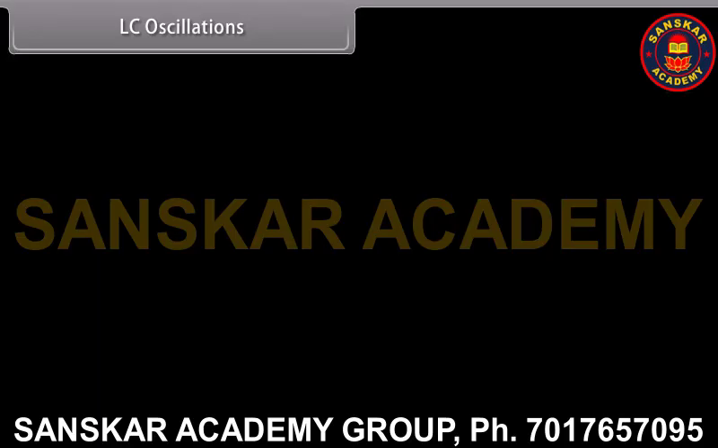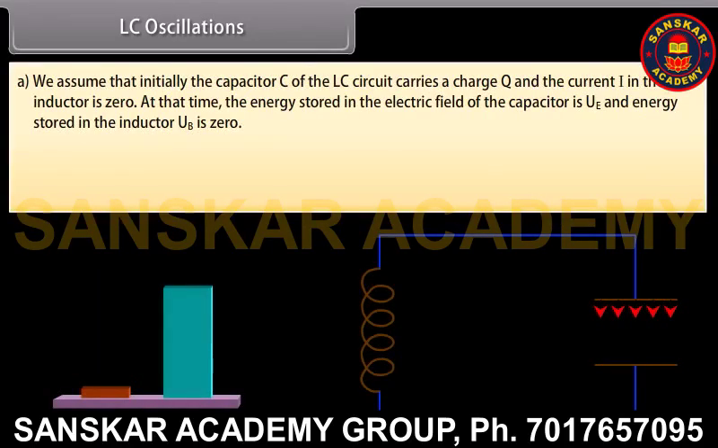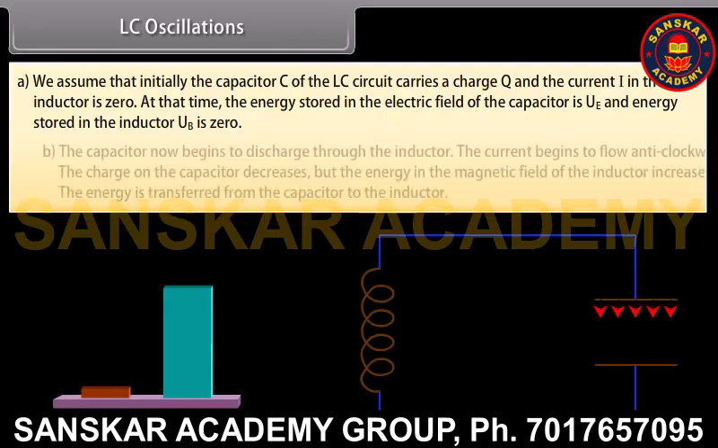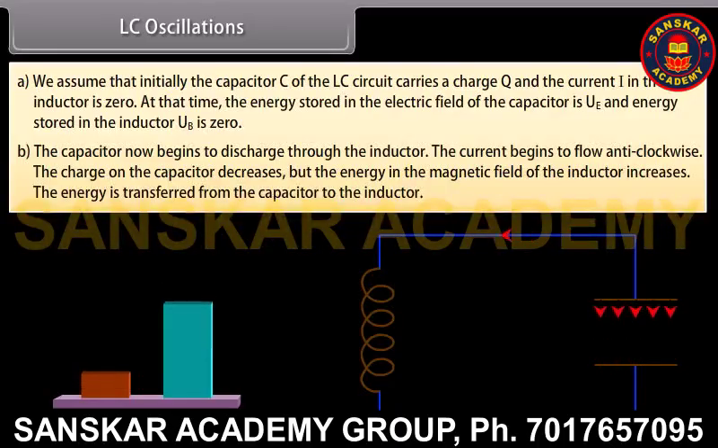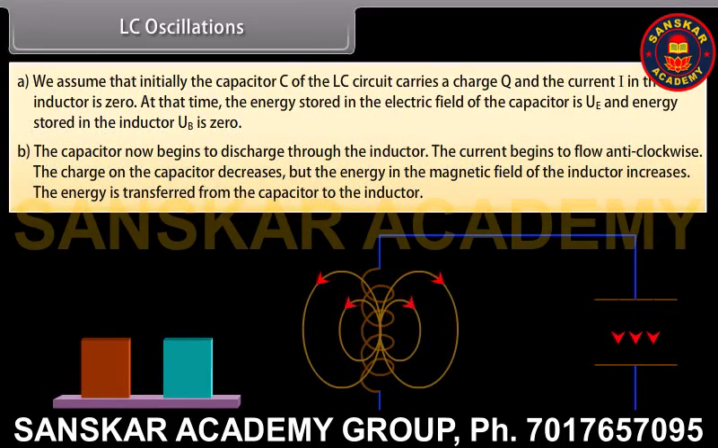LC oscillations. We assume that initially the capacitor C of the LC circuit carries a charge Q and the current I in the inductor is 0. At that time, the energy stored in the electric field of the capacitor is UE and the energy stored in the inductor UB is 0. The capacitor now begins to discharge through the inductor. The current begins to flow anti-clockwise. The charge on the capacitor decreases, but the energy in the magnetic field of the inductor increases. The energy is transferred from the capacitor to the inductor.